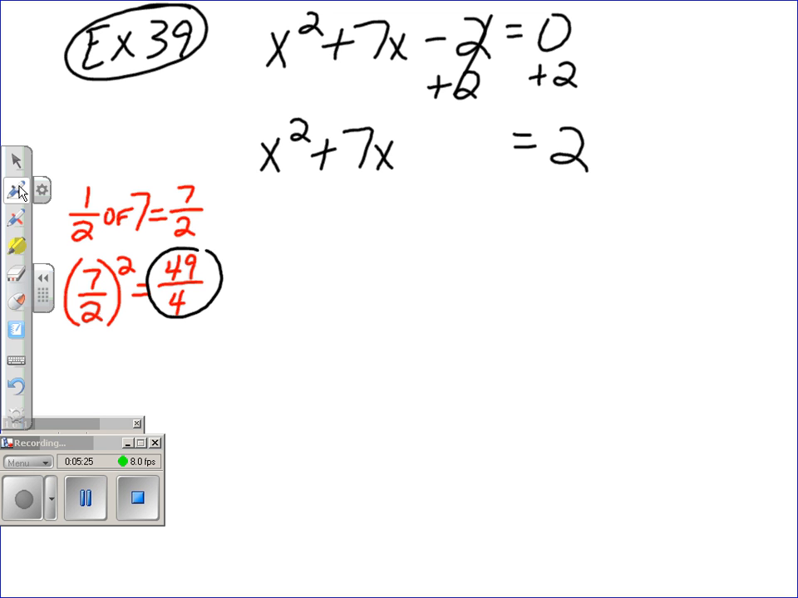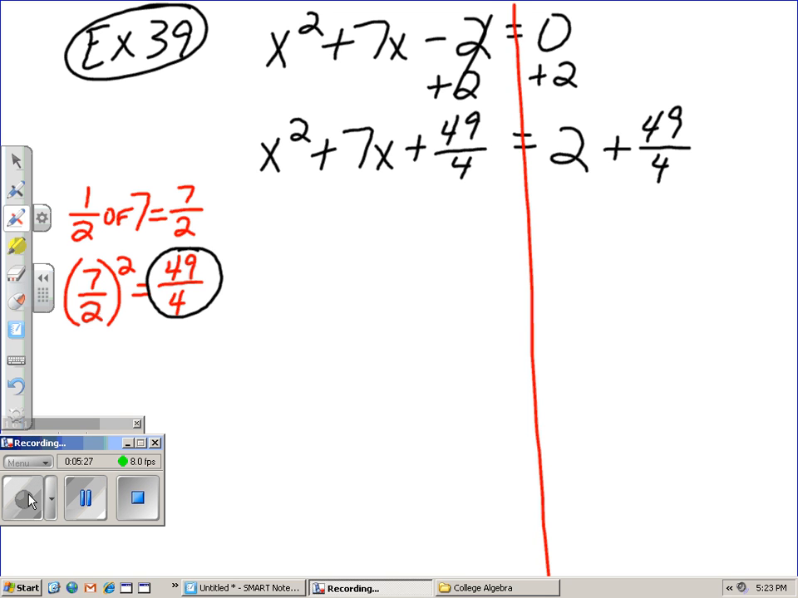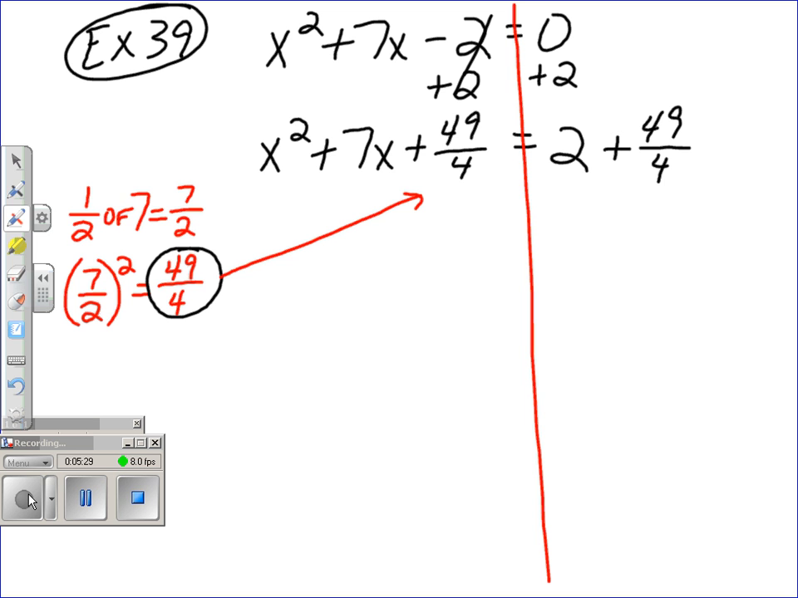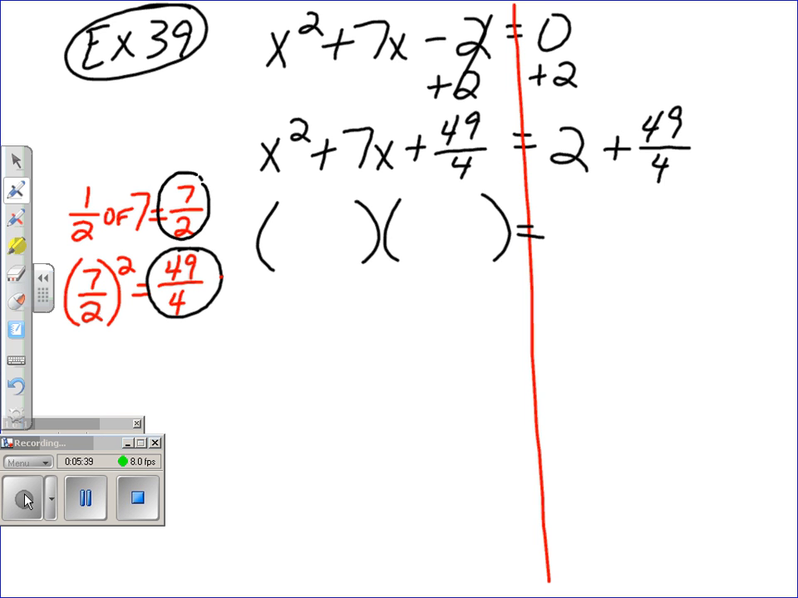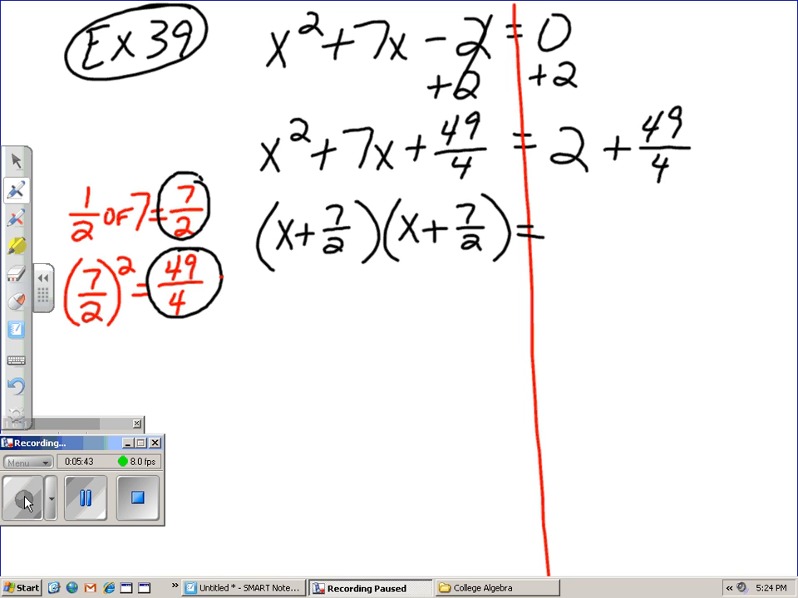49 over 4 is my magic number. So my magic number goes right there in the gap where I left room for it. Add 49 over 4 to both sides, don't forget. And I've created the perfect square. Now if you remember, the number we got on step 1, the little secret is that number is going to be what goes in the parentheses. There, see how easy that is?